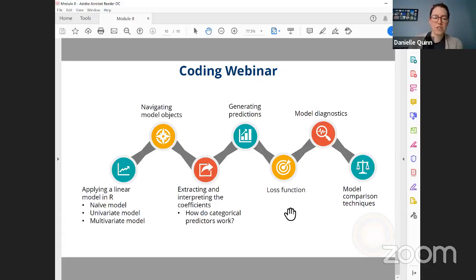So as I said, we're going to apply different types of linear models. We are going to figure out how to navigate through model objects because that is often very confusing. We will look at extracting and interpreting coefficients and generating predictions. We'll calculate our loss function and run some model diagnostics to see if it's an appropriate model or not. And then we'll look at some model comparison techniques. So if you have any questions about that, this is a great time to put it in chat because I'm going to be taking just a second to switch over to the other window.